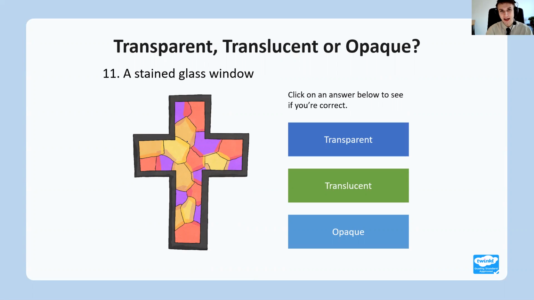Okay. So hopefully, guys, that helps you understand how all around us are translucent objects, transparent objects, and opaque objects.